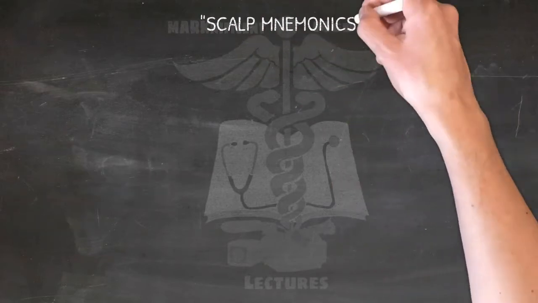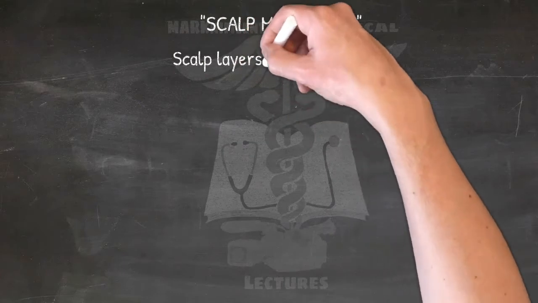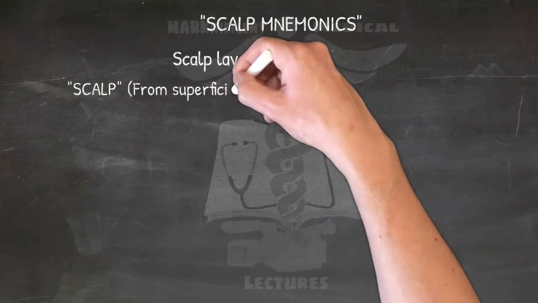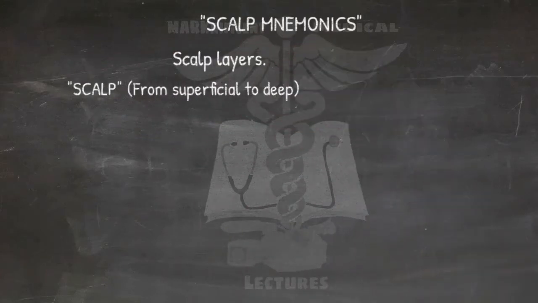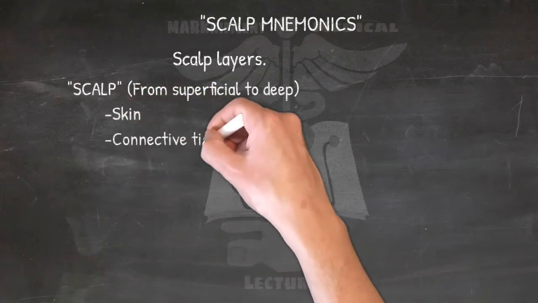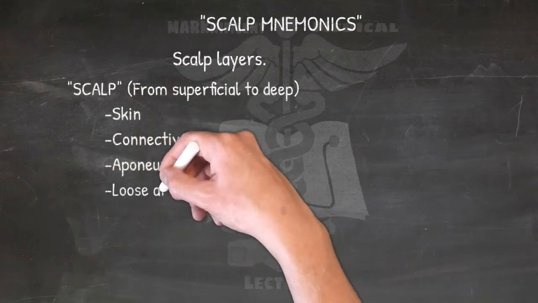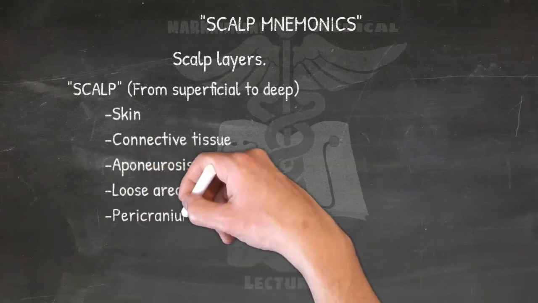Scalp mnemonics. Scalp layers. Scalp, from superficial to deep: skin, connective tissue, aponeurosis, loose areolar tissue, and pericranium.